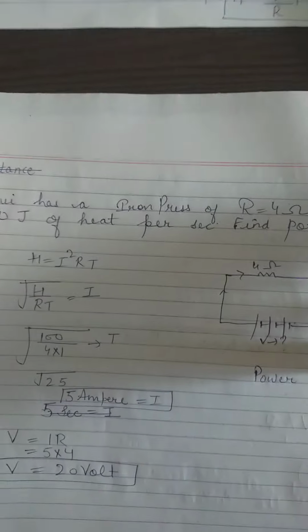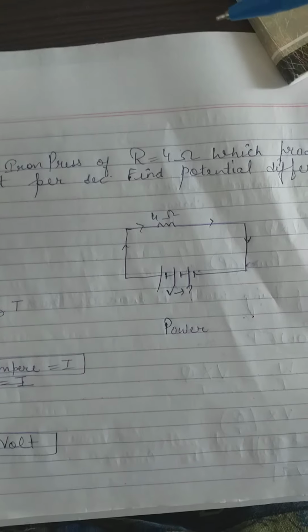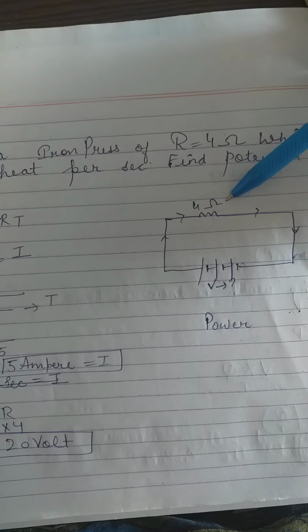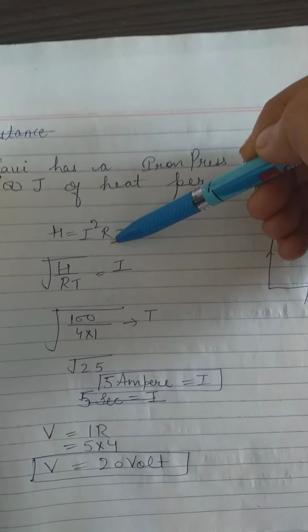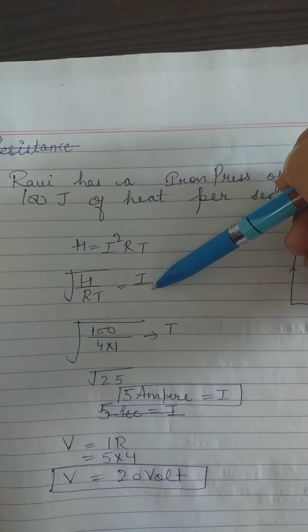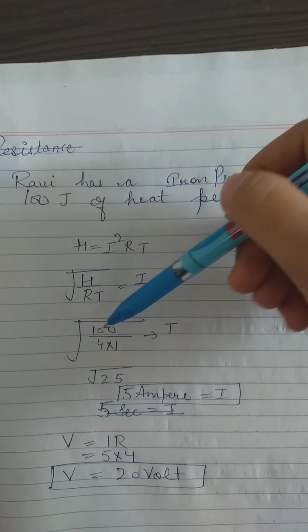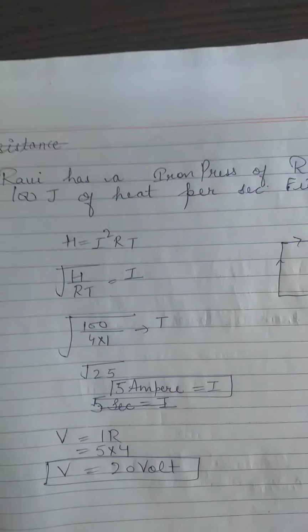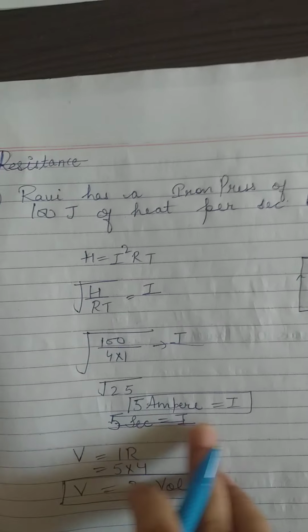Next is a numerical. Ravi has an iron press of resistance 4 ohm which produces 100 joule of heat per second. Find the potential difference. This is a circuit. Resistance is 4 ohm. The potential difference you have to find out, and heat is 100 joule. So H is equal to I square RT. Root of H upon RT gives us the current. Put the value of the heat as 100, upon resistance 4 and time 1 second. So the value of the current will be 5 ampere.